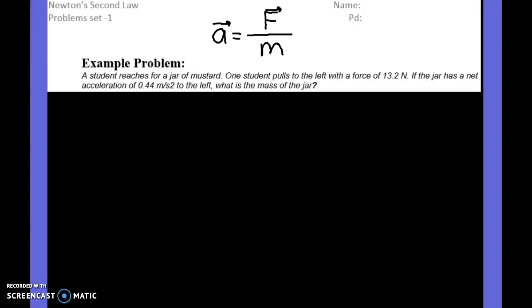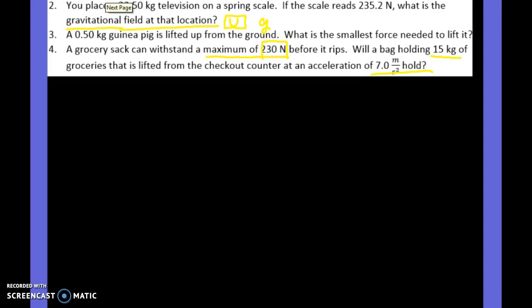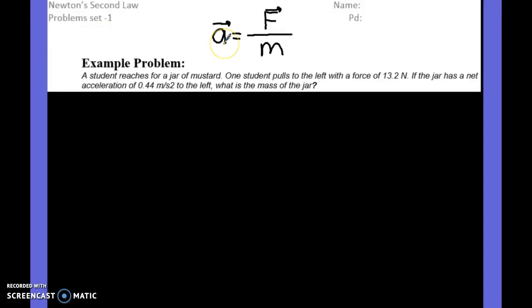Now notice the similarities between this equation right here and this equation right here. It's the same thing. Remember, g is an acceleration. However, it's more specific to the acceleration due to gravity here on Earth. When we're not dealing with gravity and weight, and most likely in these problems that don't have g in it, we're talking about something accelerating to the right or to the left. Then we just use regular a.